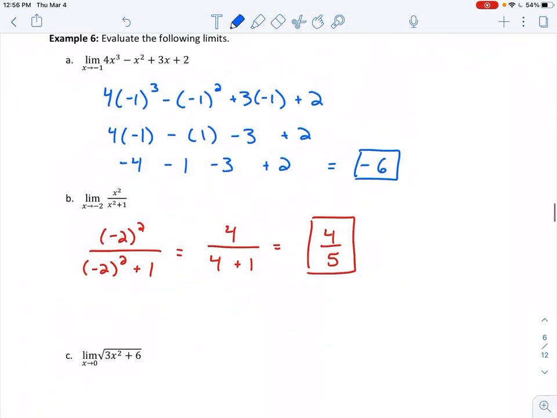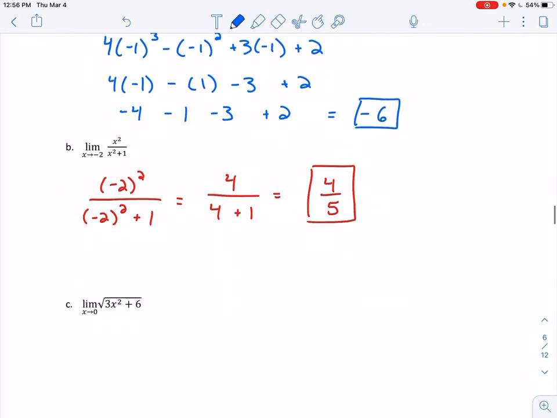So we looked at an example of a polynomial. Here's an example of a rational function. You can tell rational functions because they'll have an x both in the numerator and the denominator. They kind of look like fractions. But this also applies for root functions as well.